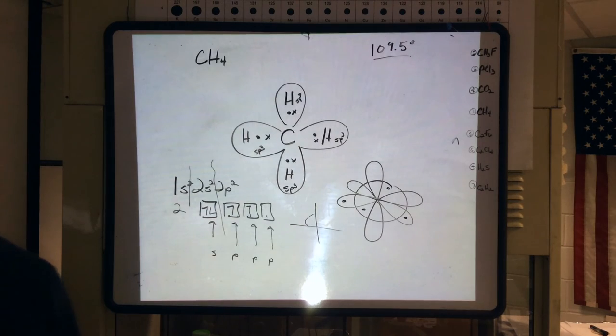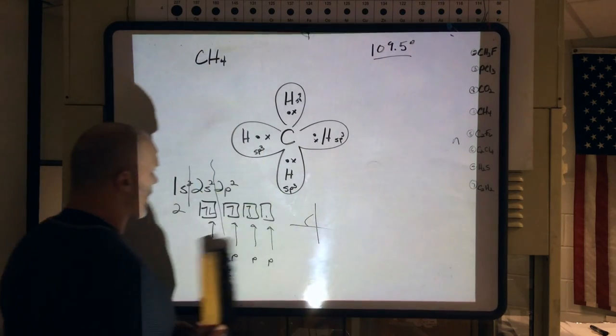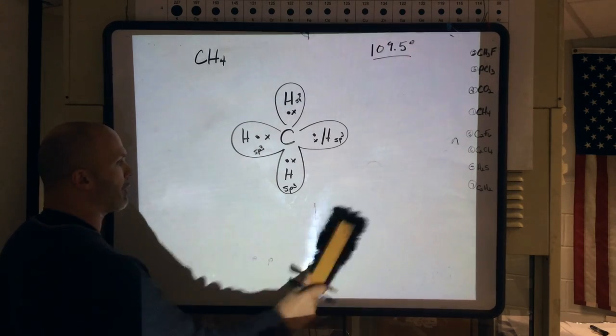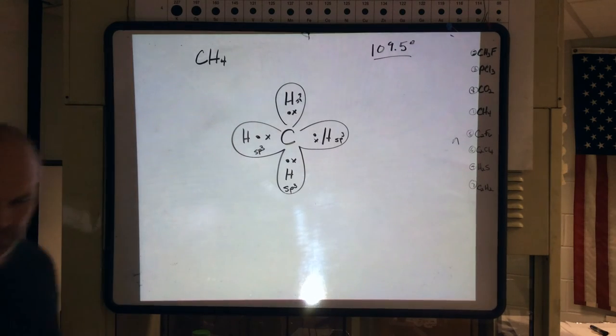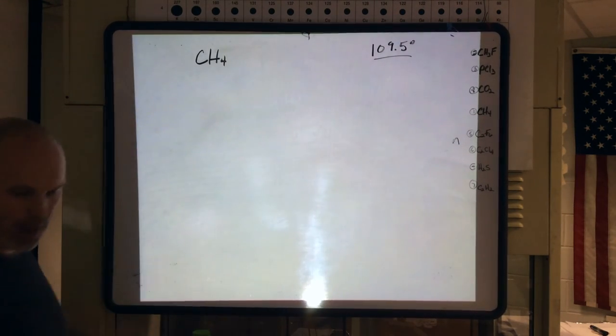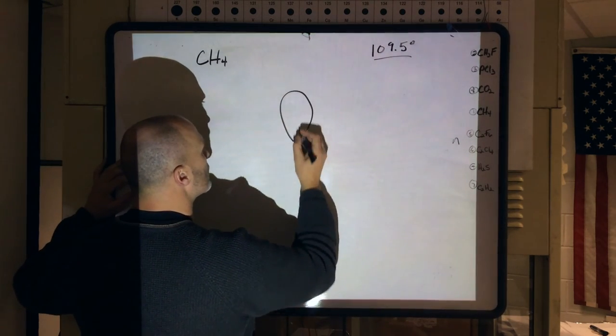Okay, so how would I draw this? Well, I'm going to take an s and three p's and we're going to put them together. And that's what we have. All right, so if I get rid of this again, remember, I learned that I had four equal orbitals. Here's sp3.